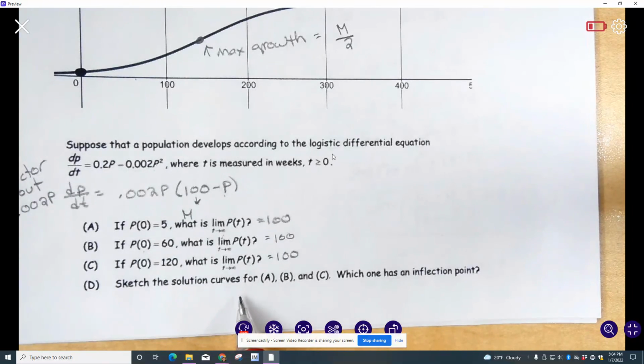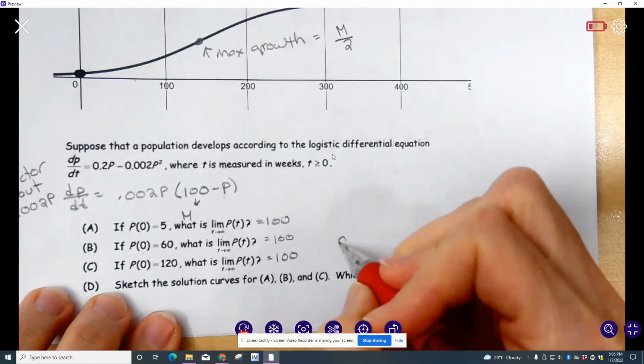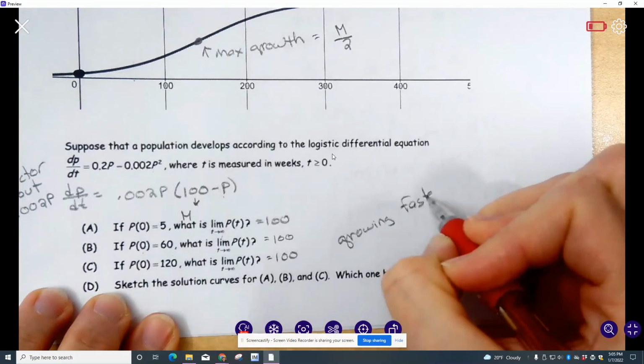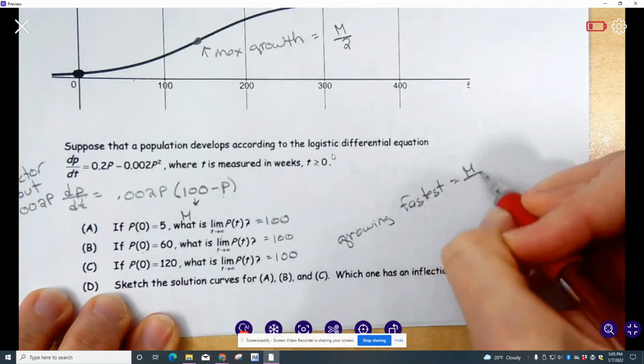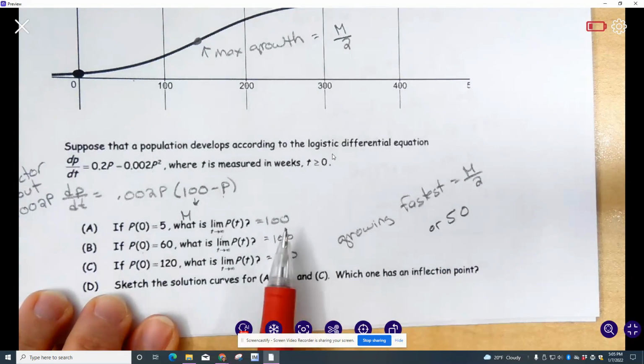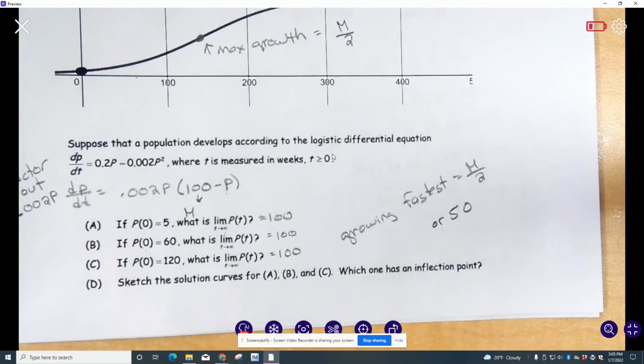The one thing I would add to this is if they asked you when is the function growing the fastest, then that would be at M over 2 or at 50. So it would be your carrying capacity divided by 2. All right, I will scan these for you also if you want to see. I don't have the work for the multiple choice, but I have the work for the ones in the front.